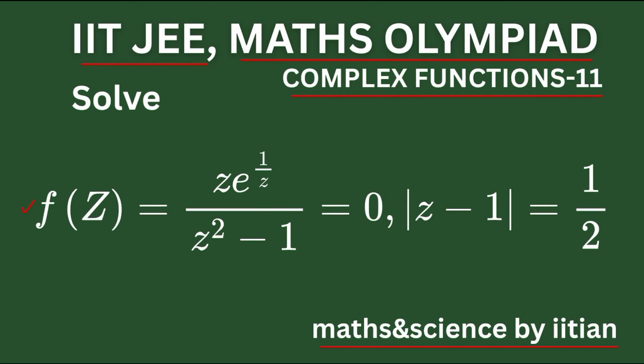Now, here the given function f(z) is equal to z into e to the power of 1 by z, whole divided by z square minus 1, is equal to 0. We have to solve this function, provided the condition is that the modulus of z minus 1 is equal to half, where half is the radius of the circle. z minus 1 represents the circle.